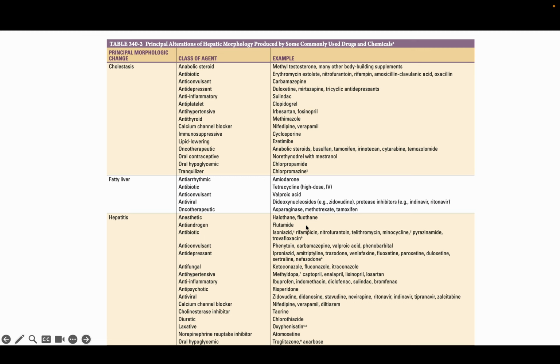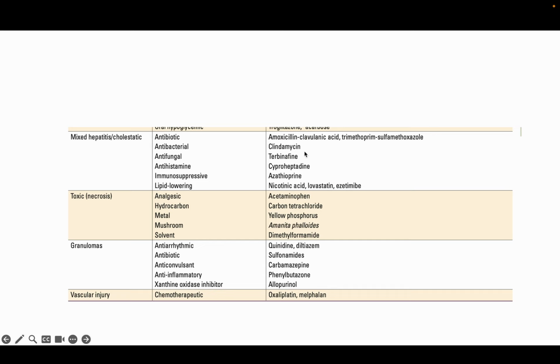In the case of hepatitis, anesthetic drugs like isoflurane, methyldopa, isoniazid, rifampicin, phenytoin, ketoconazole, and zidovudine, the anti-ART drugs, can cause it. There are drugs with a mixed pattern, like amoxicillin-clavulanic acid and clindamycin. Necrosis can be seen with acetaminophen, yellow phosphorus, and Amanita mushroom poisoning.